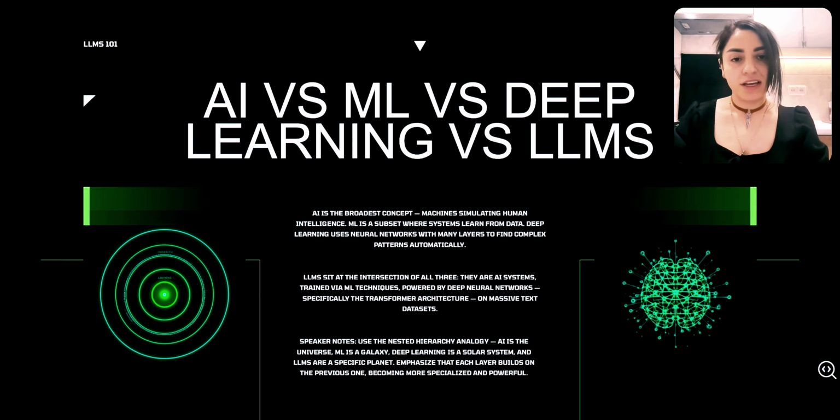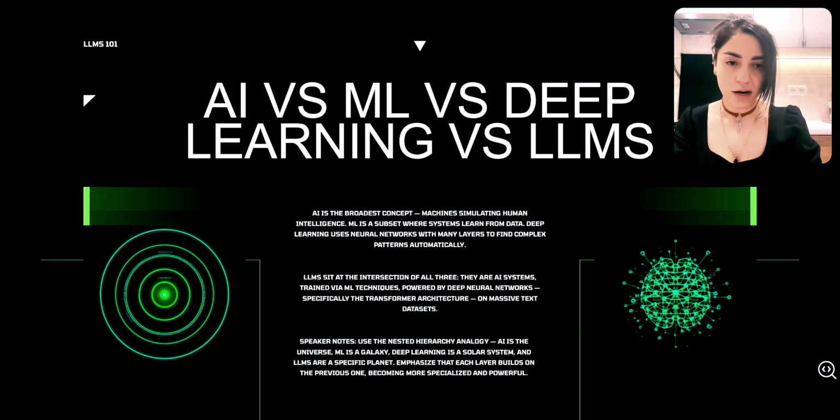So, machine learning. As we understood, artificial intelligence is the broadest category. Then we have machine learning. Machine learning is a branch of artificial intelligence. Instead of programming every rule manually, we give the system data and allow it to learn patterns.